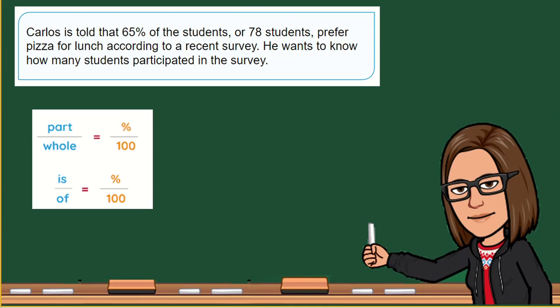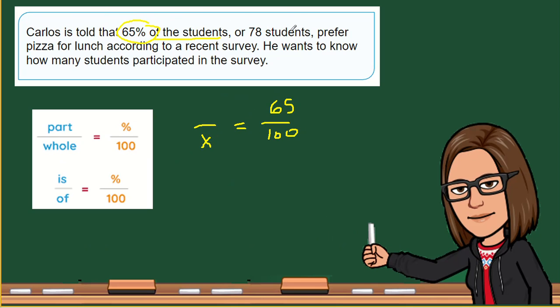When I look at this, I know for a fact that if I do my part over whole equals percent over 100, I'm just going to put this over 100 just so I start it out like this. I know my percent right now is automatically 65 because it has the percent sign. Now, 65% of the students. So do we know the whole? No, we just know it's 65% of the students. So we don't know how many students. We're going to just put an X there, a variable.